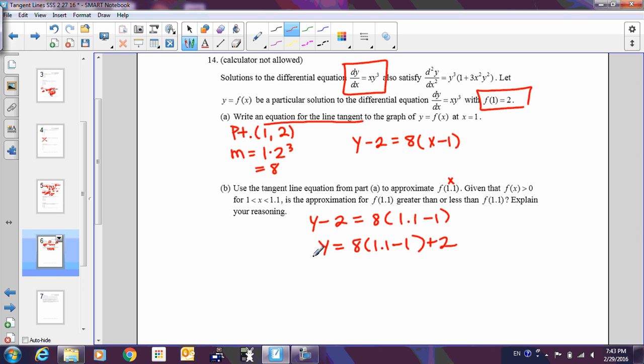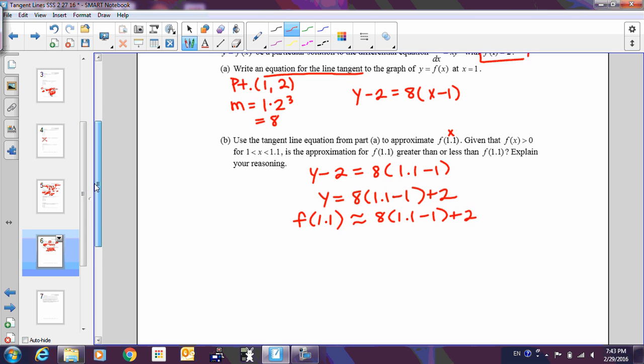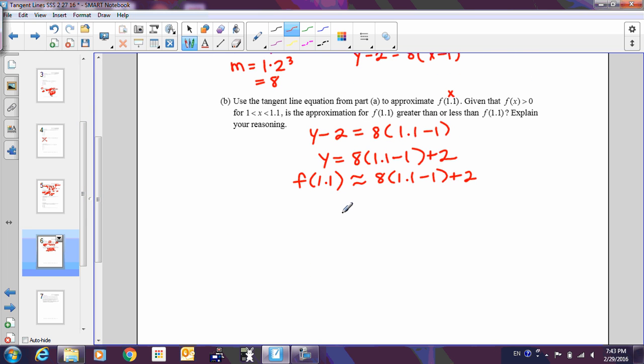So I'm just going to get y by itself, and I'm going to make sure I write out what I've actually found. I have found that f of 1.1 is about this. Now if you did simplify, you would end up getting 2.8. You don't have to do that though. This answer is perfectly fine. Okay, so that's the next part.